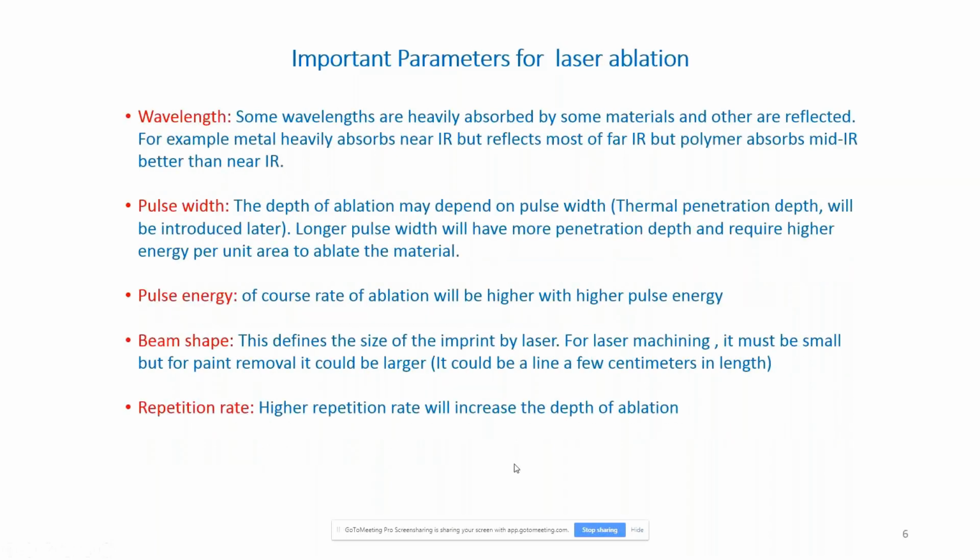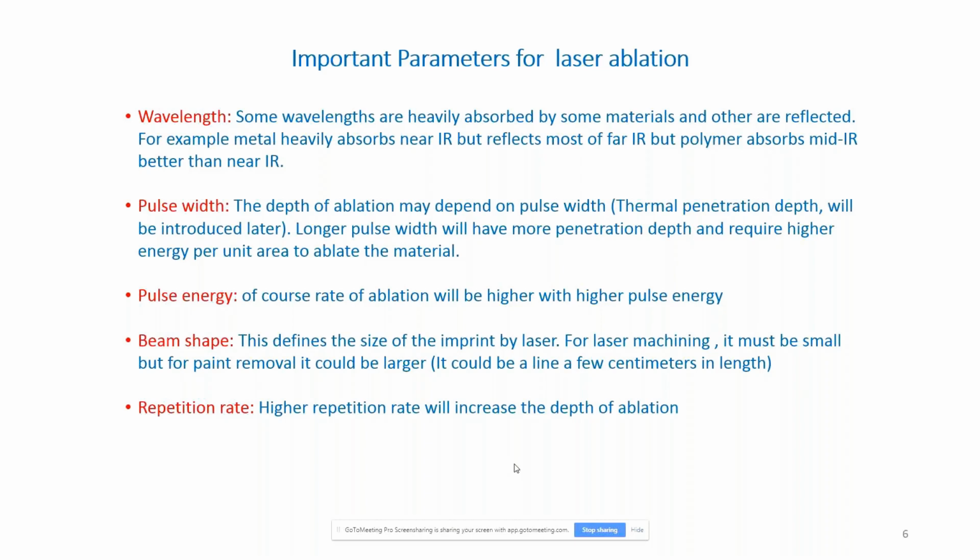What are the important parameters for laser ablation? As far as the laser is concerned, wavelength is the number one parameter, and some wavelengths are heavily absorbed by some materials and others are reflected. So depending on what material you want to use, you want to be careful about choosing the proper laser. For example, plastics heavily absorb in the mid-infrared, so they are suitable for CO2 lasers. Organic materials also have high absorption in the mid-infrared.